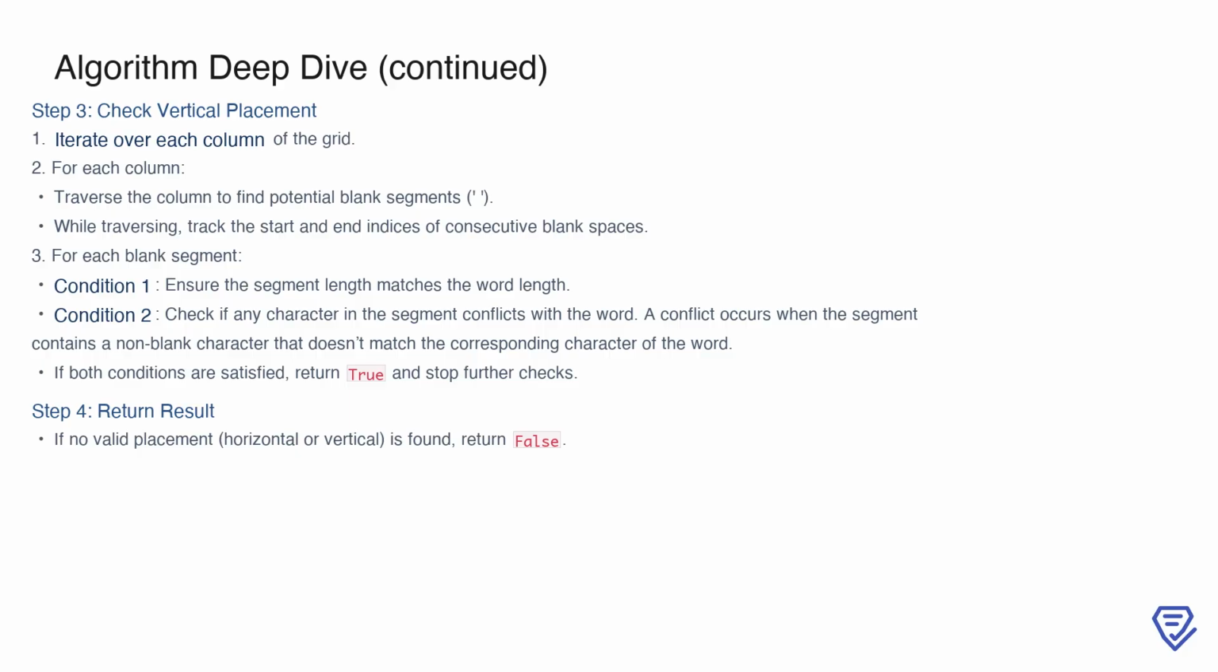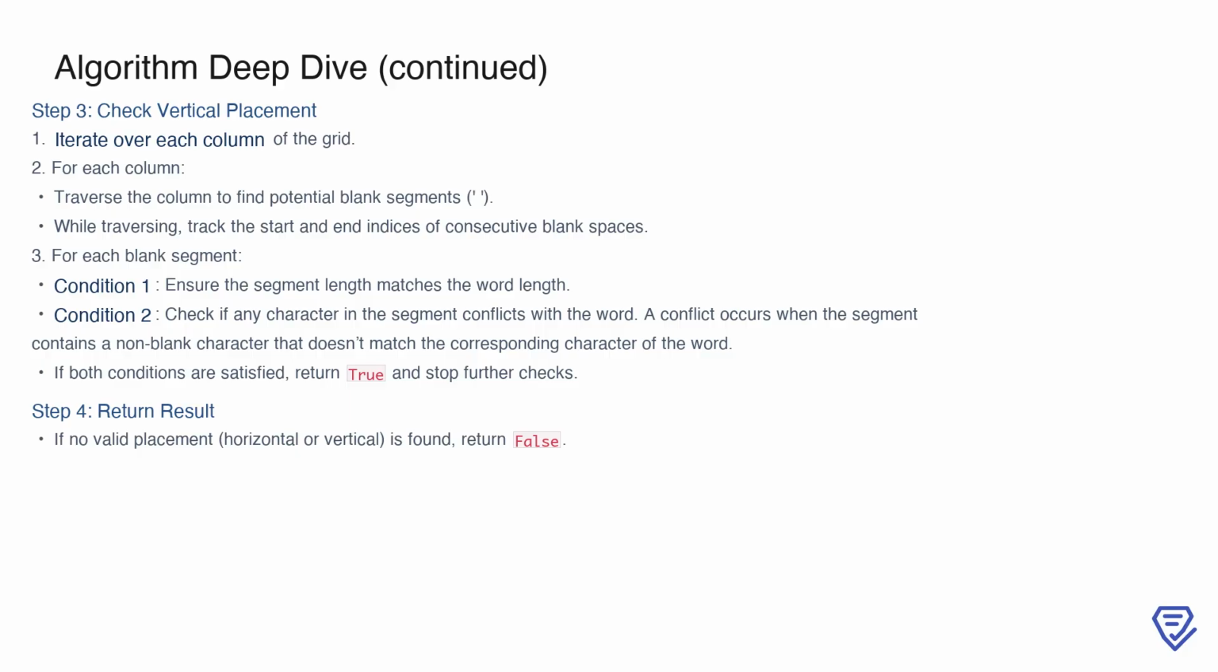Next, we evaluate vertical placements using a similar approach. Instead of rows, we iterate over each column in the grid. For each column, we traverse through the cells to find blank segments, just as we did for rows. As we identify these segments, we track their start and end indices. Each blank segment in a column is then tested against the same two conditions. First, the segment's length must match the word's length exactly, otherwise, it is disregarded. Second, we confirm there are no conflicts between the word and the segment. A conflict occurs if a non-blank character in the segment doesn't match the corresponding character in the word. If both conditions are satisfied for any vertical segment, we return true, indicating a valid placement.